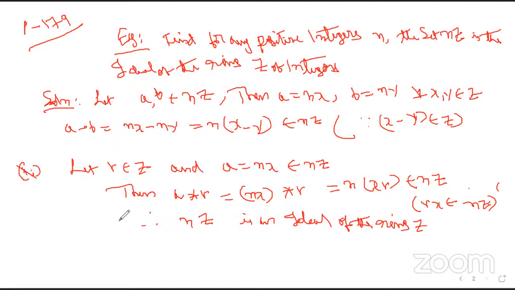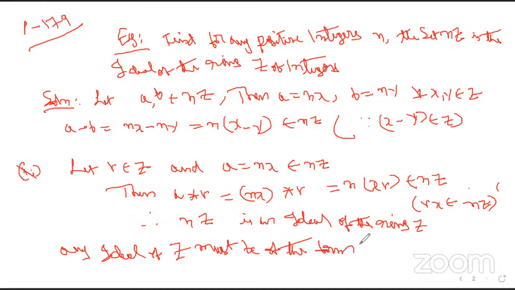So note that any ideal of Z must be of the form NZ, where N lies between 0 and N, 0 less than or equal to N, N belongs to Z.